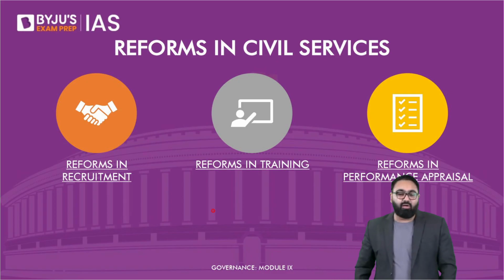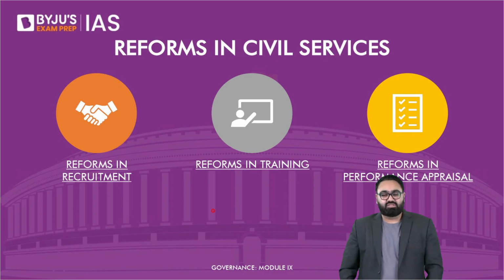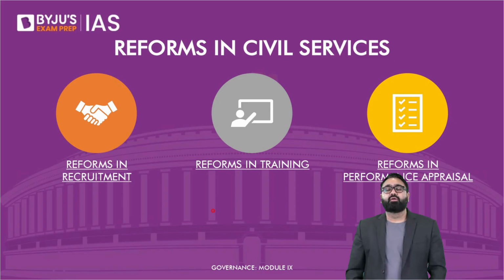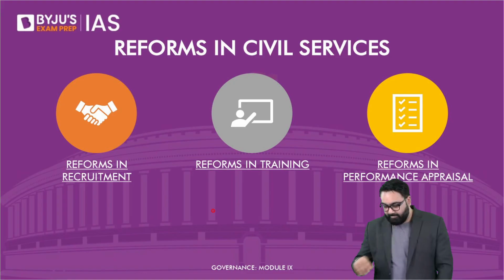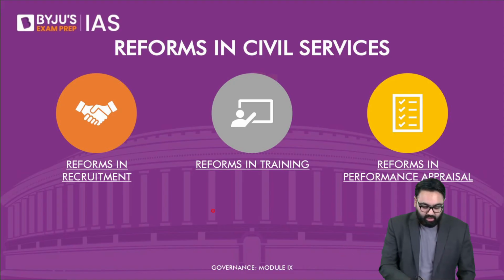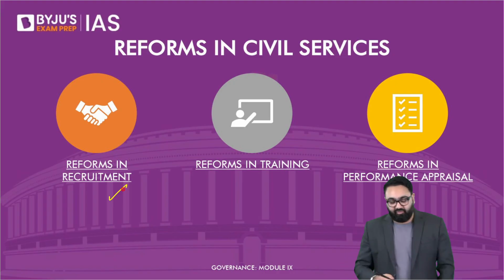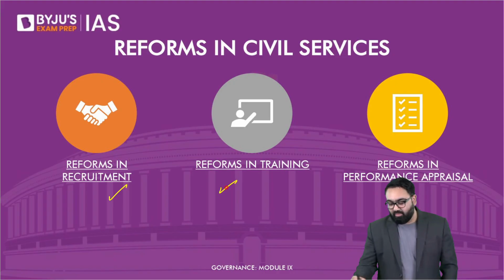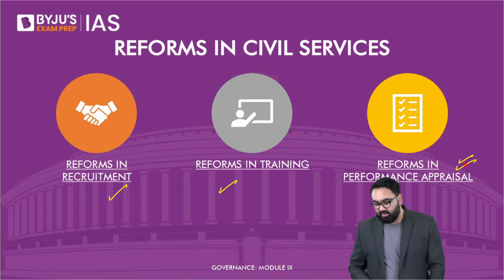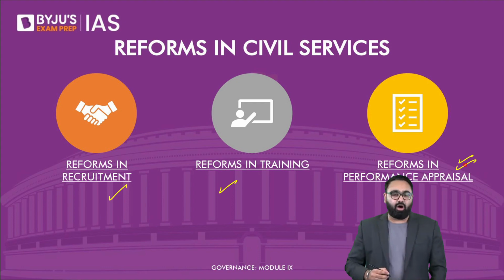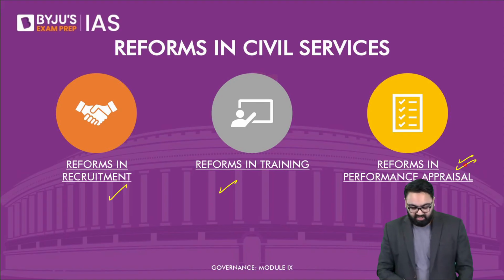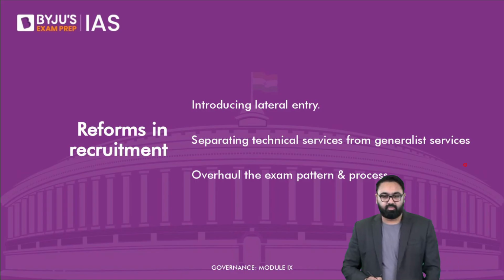Now, what are the reforms that have been introduced, or what are the reforms that need to be introduced? There are reforms mainly in three areas that are being suggested here. First, reform in recruitment. How can we change it? How are we changing it? Reforms in training and reforms in performance appraisal. These are the three suggested reforms, or reforms in these three different categories that can change the civil services for the better. Let's look at the first, reforms in recruitment.